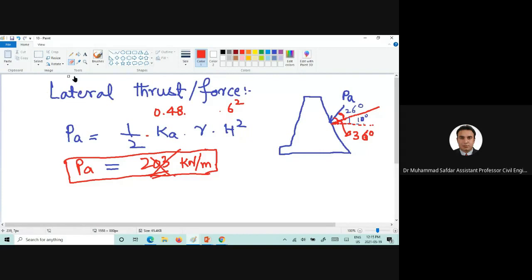Okay, good. Now we will use 18. So what would be the new value of the lateral pressure or the lateral thrust? 155.5 kilonewton per meter.